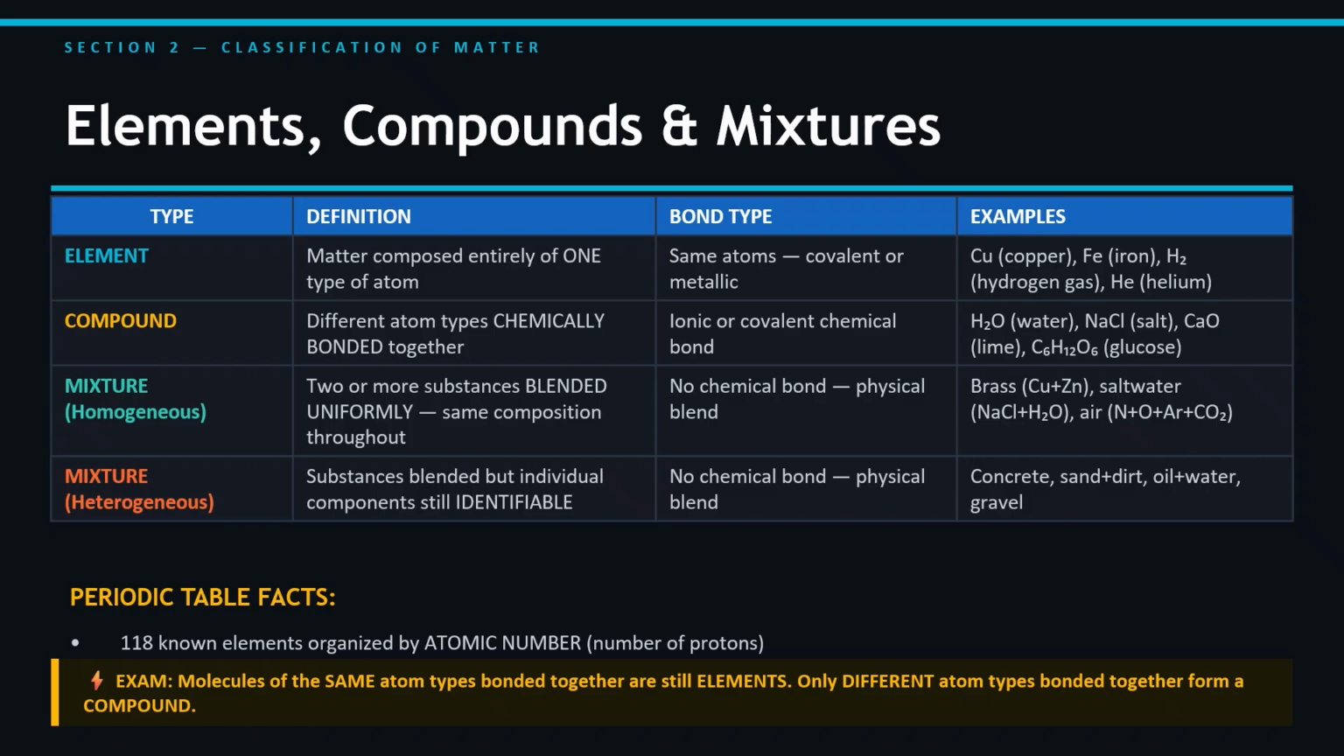An element consists of atoms characterized by the same number of protons. A compound is different. Here, atoms of different elements are chemically bonded together. Water, for example, contains hydrogen and oxygen. A mixture contains different substances physically combined without forming a new chemical compound. Air is a good example.